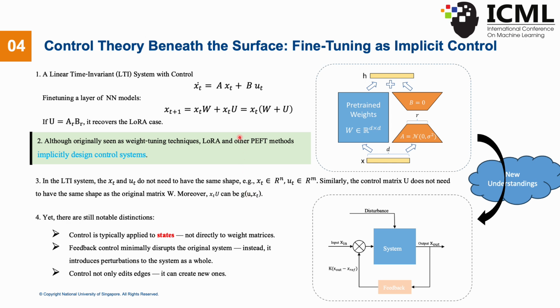Beyond this, there are other differences. First of all, control is typically applied to the states. For example, on the right, you can see the control feedback usually depends on the state instead of directly on the weight matrix. Moreover, the feedback control minimally disrupts the original system. In most cases, it keeps the original system intact, and then we try to build a new edge to the original system.